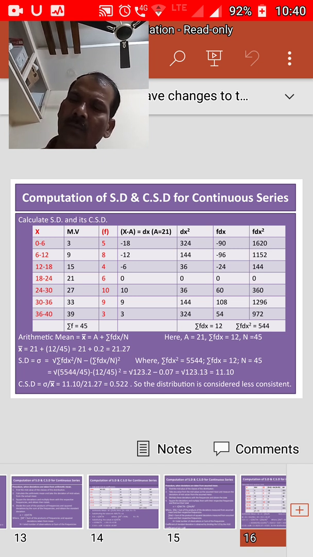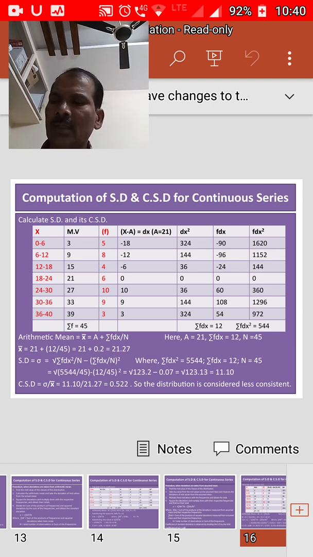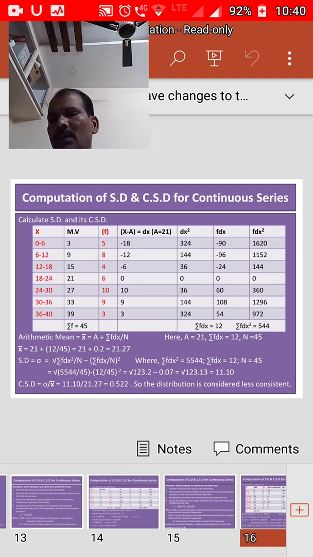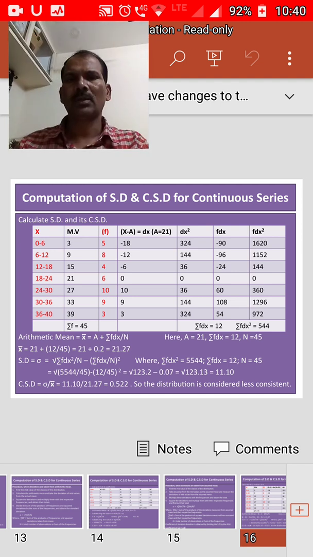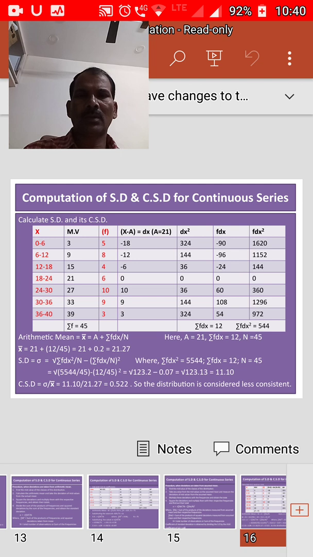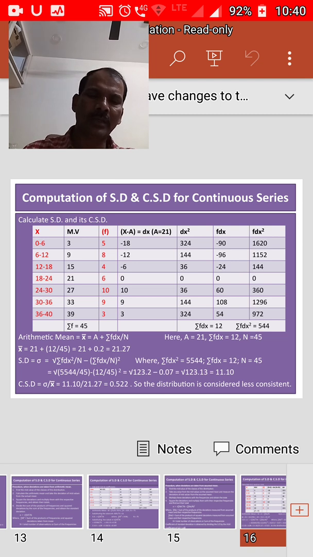Now these mid values are considered as x, and x minus A, where A is the assumed mean, is equal to dx. I am considering A as 21. Hence 3 minus 21 is equal to minus 18, 9 minus 21 is equal to minus 12, 15 minus 21 is equal to minus 6, 21 minus 21 is equal to 0, 27 minus 21 is equal to 6, 33 minus 21 is equal to 12, 39 minus 21 is equal to 18. Now you got dx.